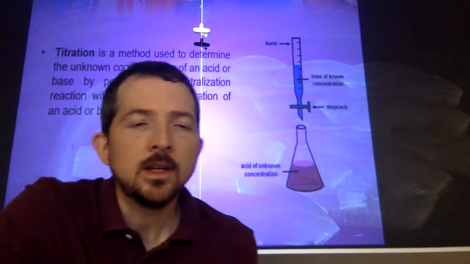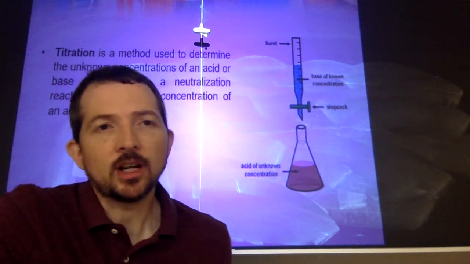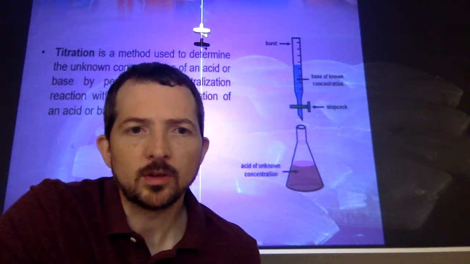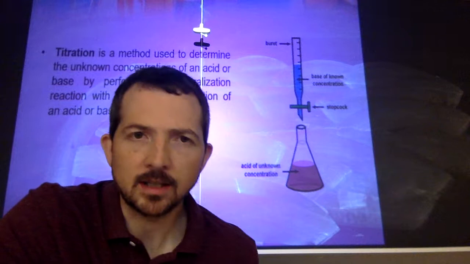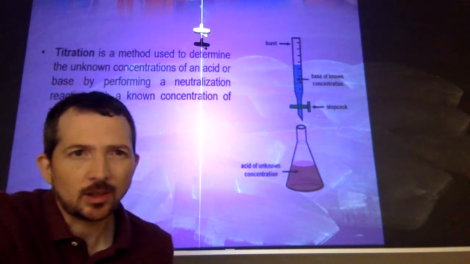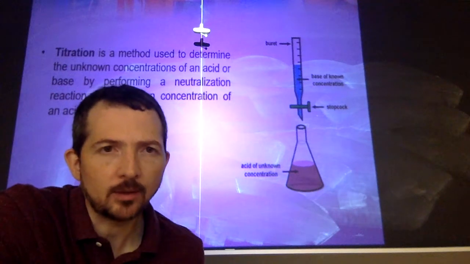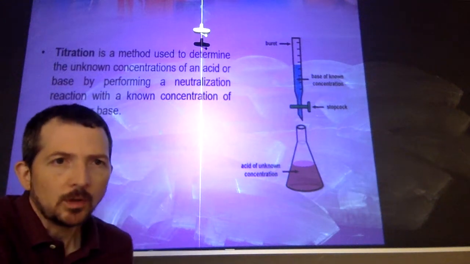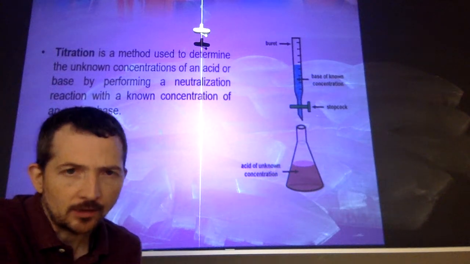Okay, last video. So we're going over titrations now, and this titration is going to be very similar to those stoichiometrical calculations we went over last time. This deals with acids and bases. So titration is a method used to determine the unknown concentration of an acid or base by performing a neutralization reaction when you have a known concentration of the acid or a base.